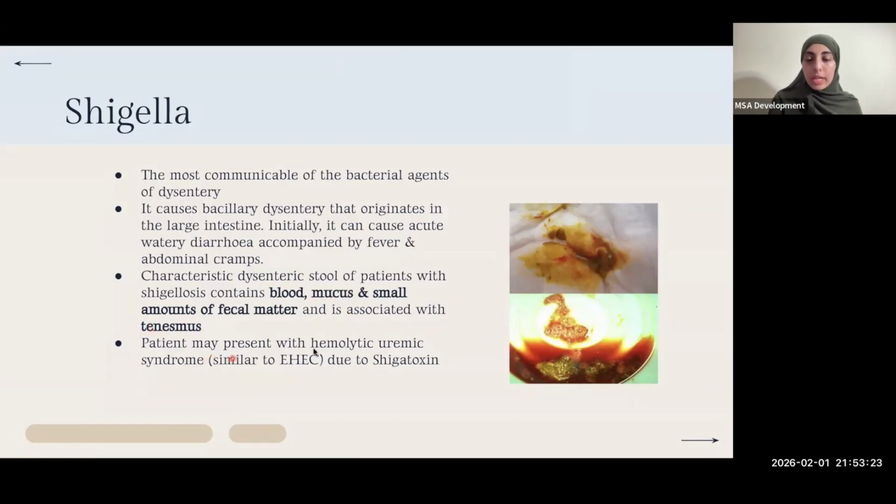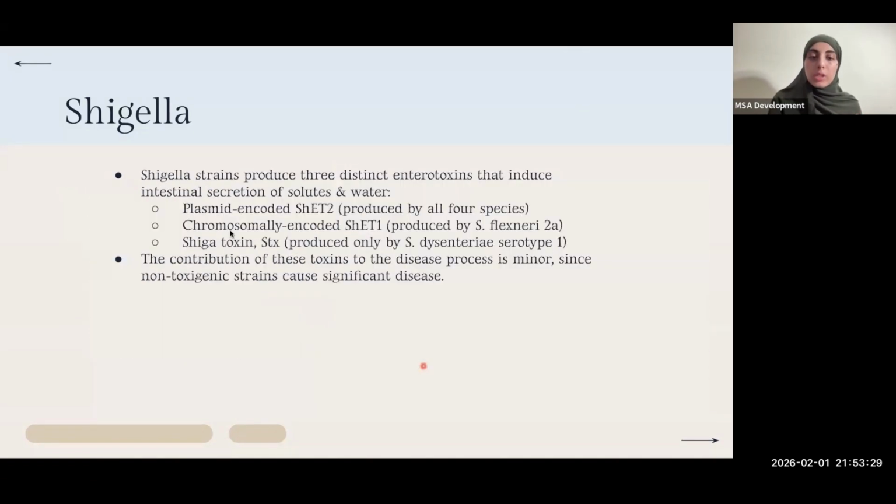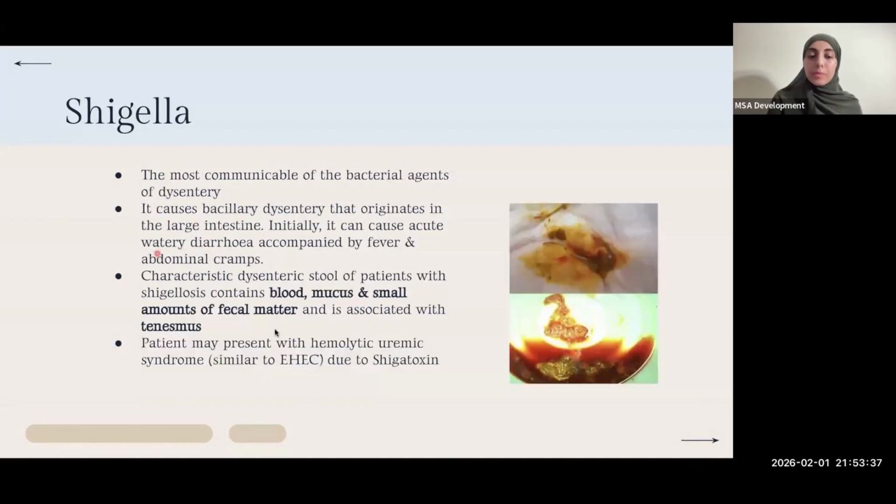A complication of Shigella infection is hemolytic uremic syndrome, which is due to Shiga toxin. Remember how we said that Shigella has some toxins, these ones? Now, these are not very prominent in the way it causes diarrhea, but one of the complications of the Shiga toxin is that it may lead to hemolytic uremic syndrome, which has to do with the kidneys. You don't really need to go into details, just remember that it could cause problems in the kidneys, okay?